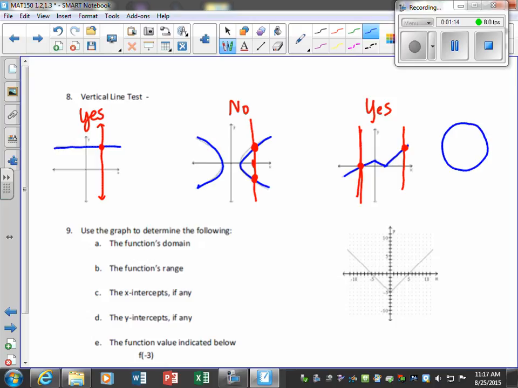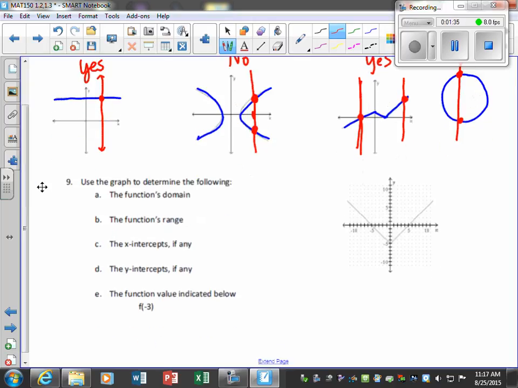If I have a relation that's a circle, is that a function, yes or no? No, it fails the vertical line test. So a circle would not be a function either. And those are our favorite because they're the easiest ones to work with.